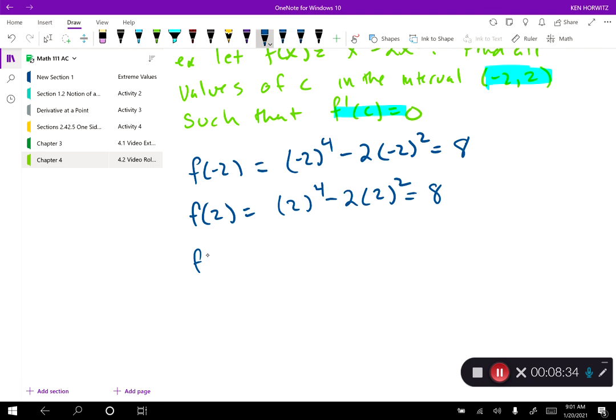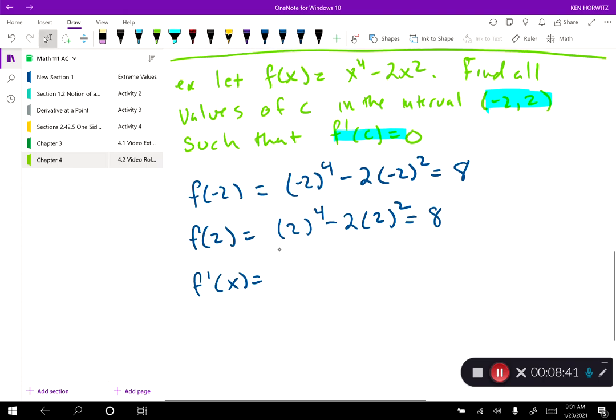Well, the first thing I need to do is find out what my derivative is. So I'm going to keep that on the screen. I'll use the power rule. It's 4x cubed minus 4x. I'm going to set that equal to 0, and now I'm going to solve it.